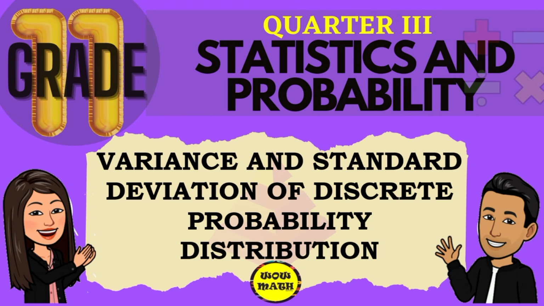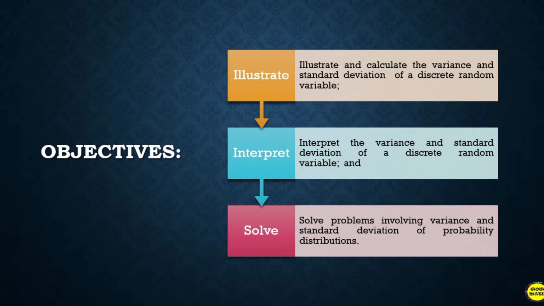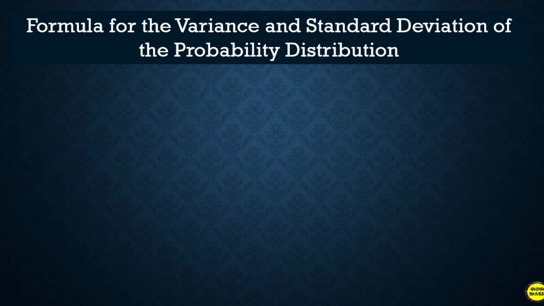Good day everyone. In this video lesson, we will discuss the variance and standard deviation of a discrete probability distribution. Our objectives: first, illustrate and calculate the variance and standard deviation of a discrete random variable. Second, interpret the variance and standard deviation of a discrete random variable. And solve problems involving variance and standard deviation of a probability distribution.